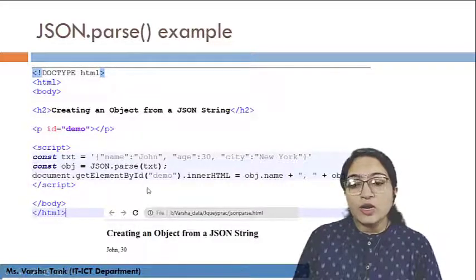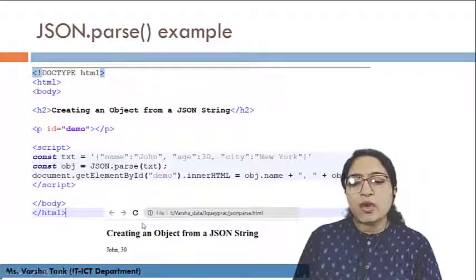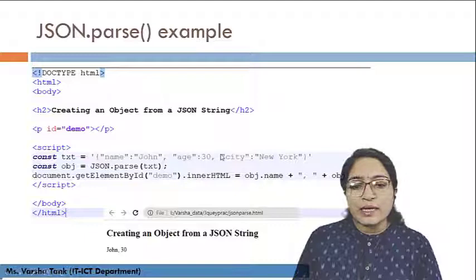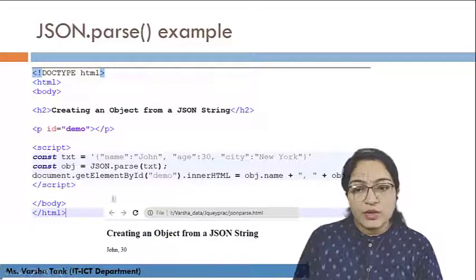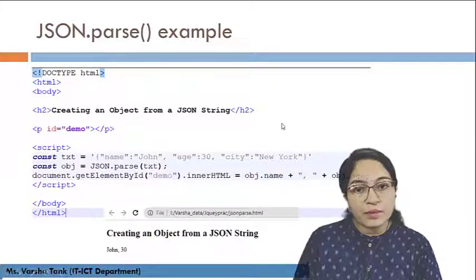So document.getElementById demo.innerHTML, all of you are aware about this. This is the DOM manipulation method, or you can print directly with document.write object.age. So that means we are printing object.name as well as object.age. So it will print John and 30. The name John will be printed and the 30 will be printed.